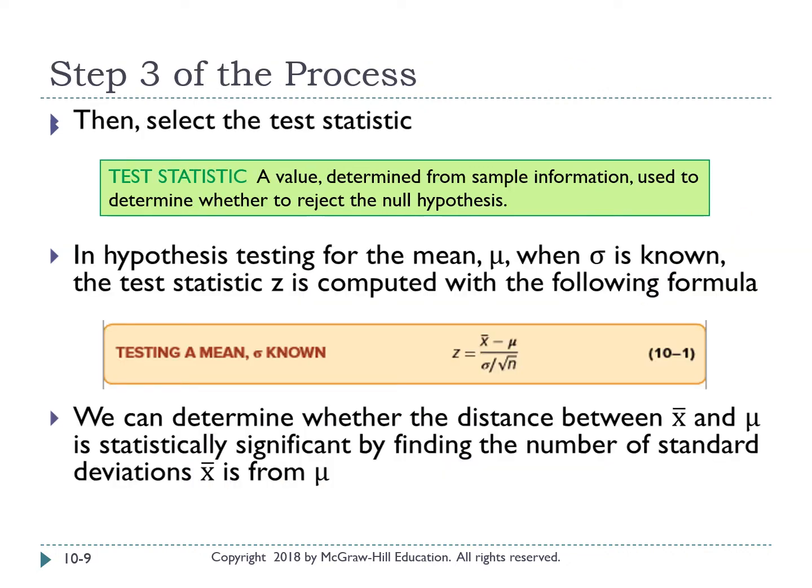Step number 3, you have to select the test statistic. So in this case, we will cover z-test and t-test. You know that you have to use z-test if your population standard deviation is known. If your sigma is not known, you have to use t-test. Okay?